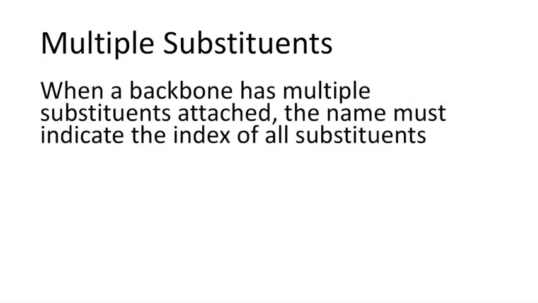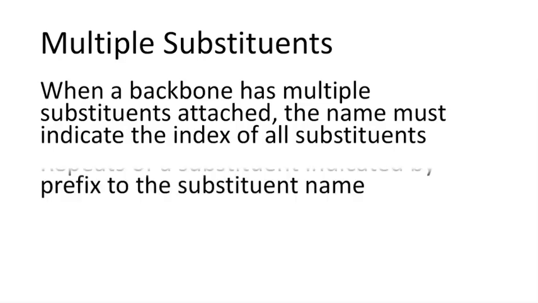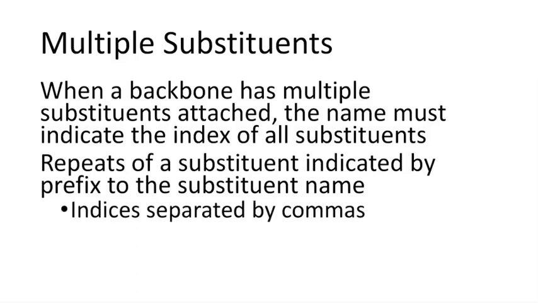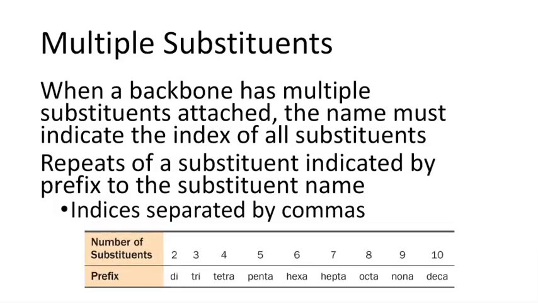So what do you do when you have a carbon backbone that has multiple substituents on it? You just use the indices to indicate the location of all the substituents. And then if you have repeats of a substituent, so let's say multiple fluorines, you wouldn't write fluoro a bunch of times. Instead, you would just indicate with multiple indices separated by commas where the fluorines are. But you would actually have to add a prefix in front of that indicating how many there are.